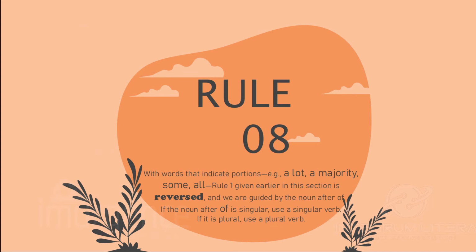Now, rule number 8: with words that indicate proportions, for example a lot, a majority, some, all, rule number 1 given earlier in this section is reversed, and we are guided by the noun after "of." If the noun after "of" is singular, use a singular verb. If it is plural, use a plural verb.